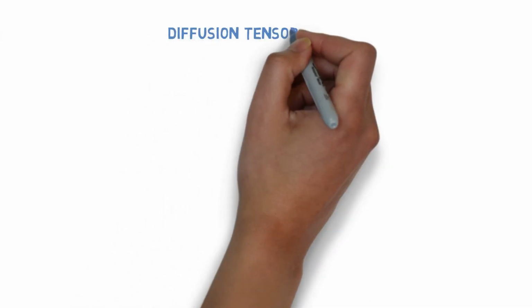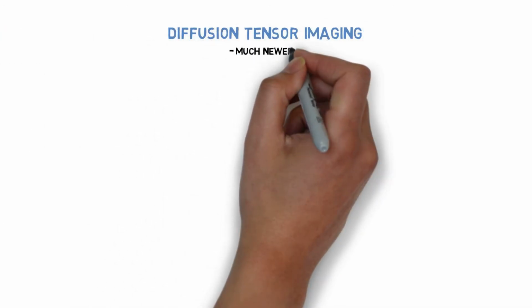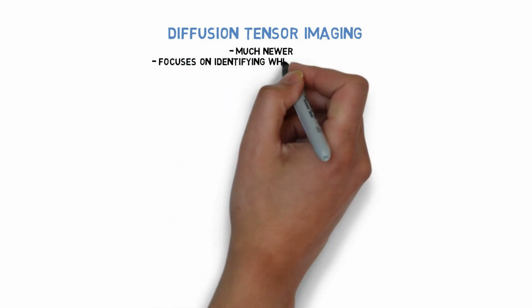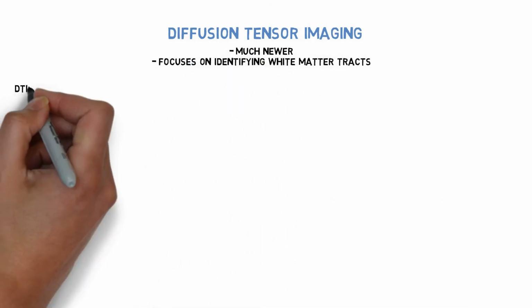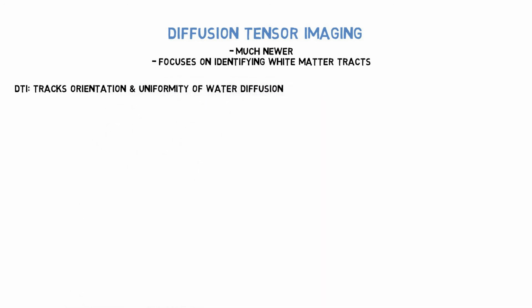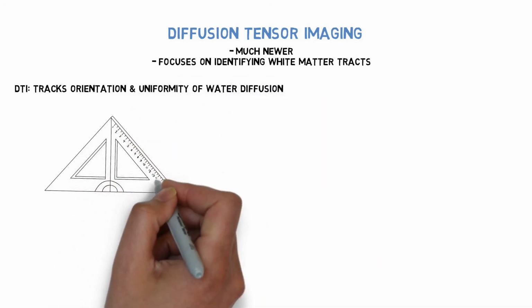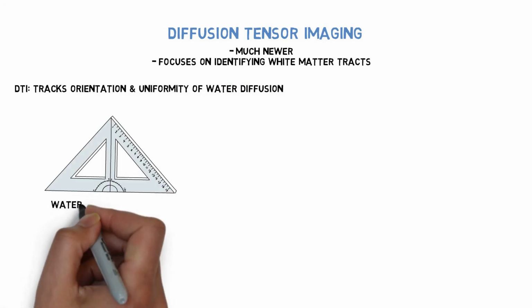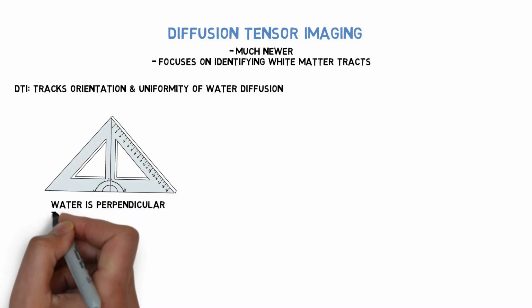DTI, or diffusion tensor imaging, is much newer and focuses more on identifying white matter tracks in the brain. It does this by tracing the orientation and uniformity of water diffusion. Water molecules in white matter sit perpendicular to the fiber tracks, meaning the orientations of these tracks can be traced.